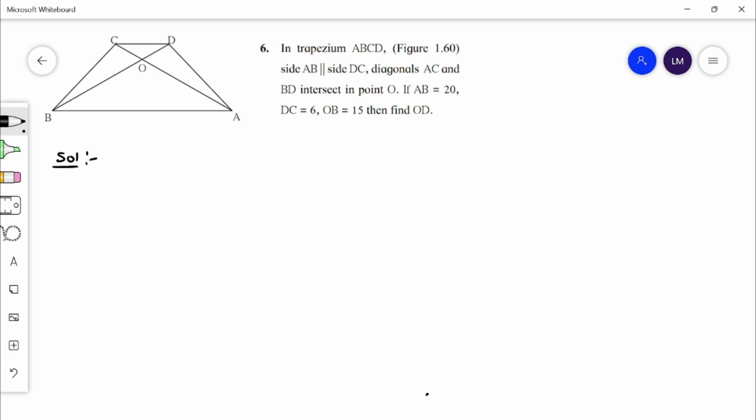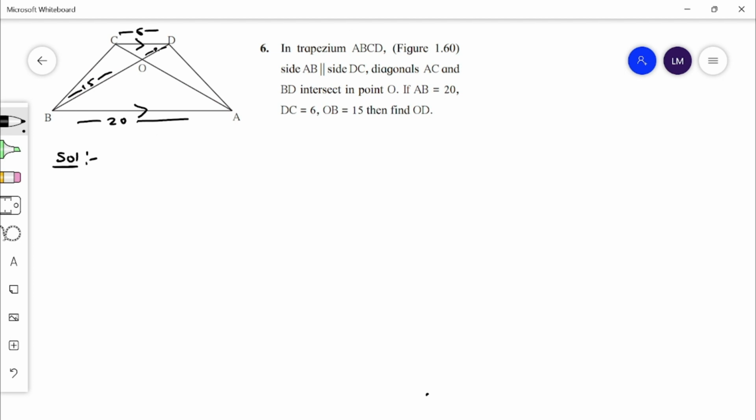In trapezium ABCD, side AB is parallel to DC. So AB is parallel to CD. Now next, diagonals AC and BD intersect in point O. The value for AB is 20, we will write here 20. Next, DC is 6. OB is 15. And we need to find this part OD. We do not know it, right?